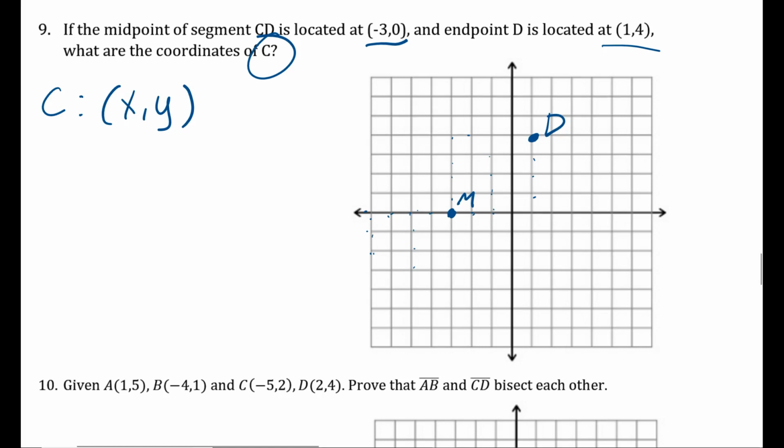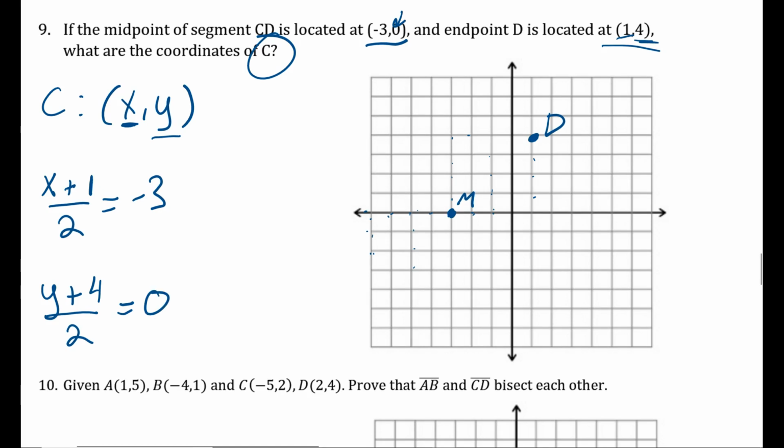If you want to use the midpoint formula, you could, by just saying that one of your x values for your endpoints is x, plus the x value for D was 1, divided by 2 is equal to the x value for your midpoint. And you could make a similar equation for your y value. So y plus 4, the cy and the dy, is equal to the y value of the midpoint. And you could solve those equations and get coordinates for C.